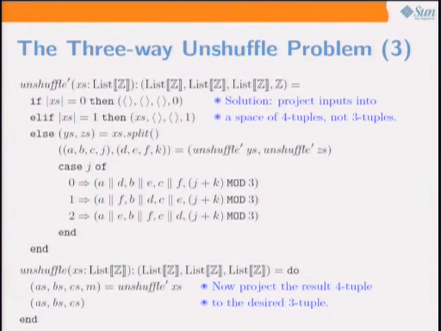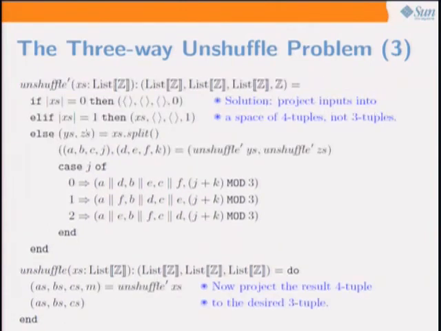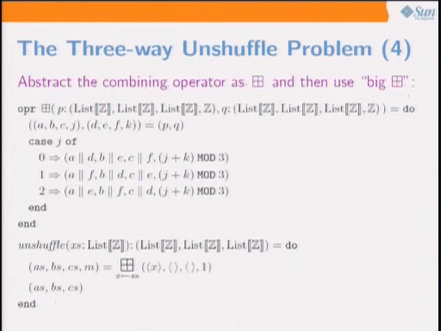And in this way, we manage to solve the unshuffle problem in a way that takes linear total work and potentially only logarithmic delay. Now, another thing we can do is, I'm going to back up a slide again. I want to draw your attention to these 6 lines of code here: the recursive call to unshuffle, which gets back two 4 tuples, and then this case analysis on J. Let's extract that as a binary operator on 4 tuples, and I will call that box plus. So box plus takes 2 4 tuples, does this case analysis, and returns a new 4 tuple.